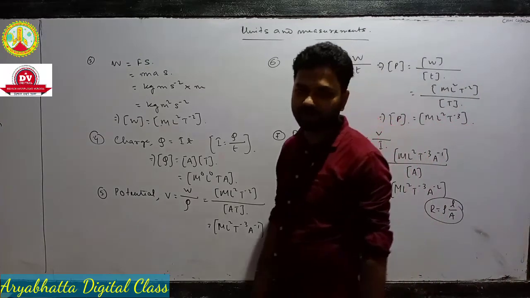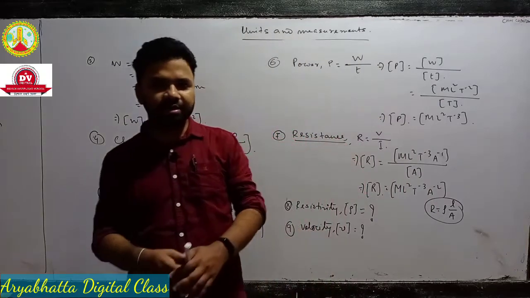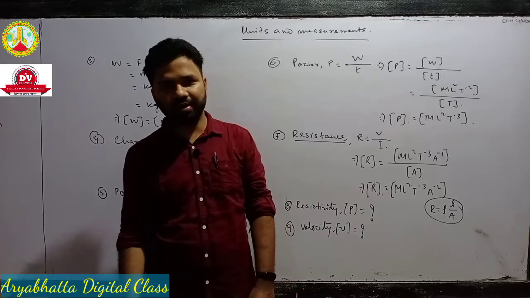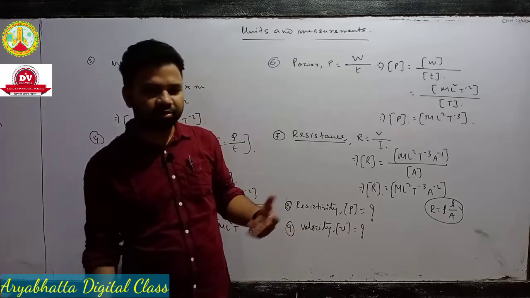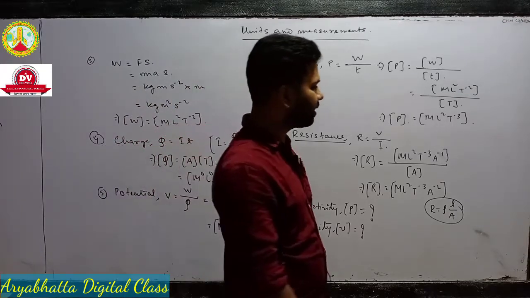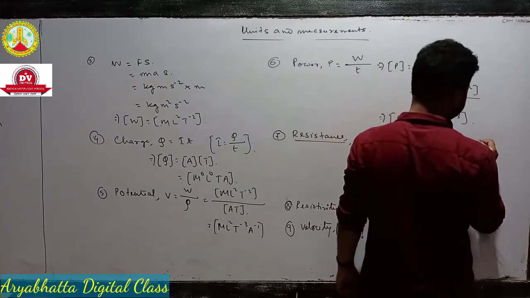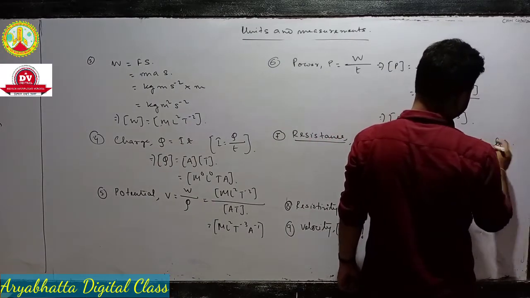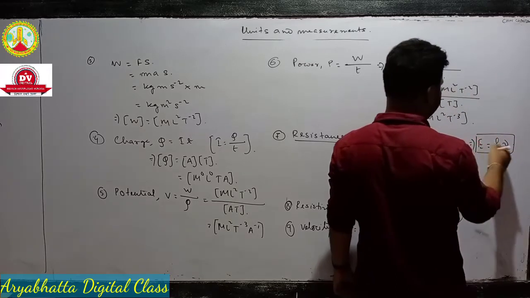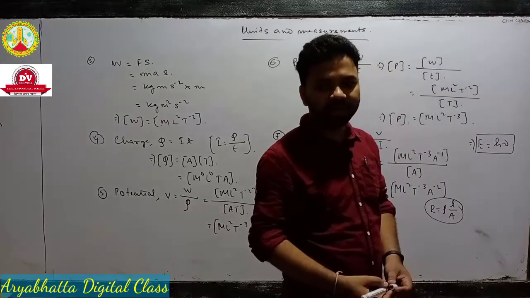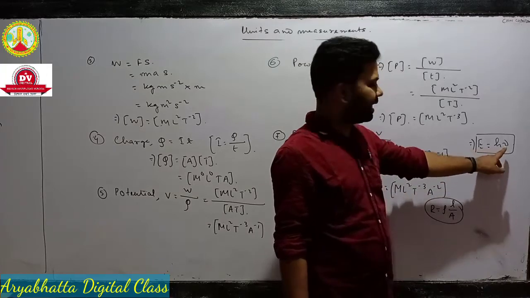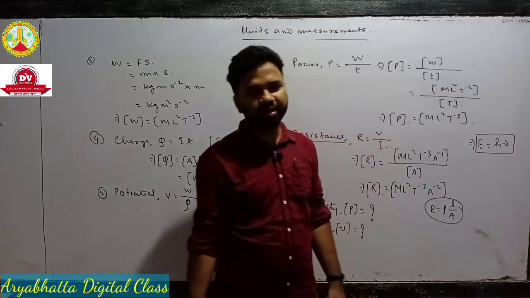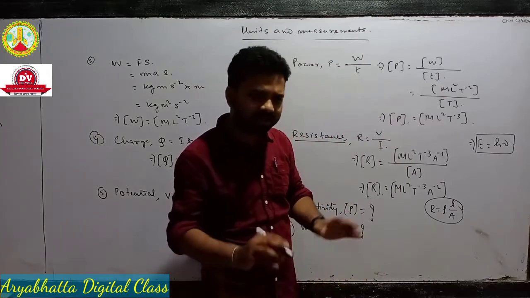So we must know what formula is involved with that unit and dimension. For example, take Planck's constant, which is represented by h. You must know that the formula involved with Planck's constant is E equal to h nu. H is the Planck's constant, E is the energy, and nu is the frequency. From there you have to calculate. So these are the things.